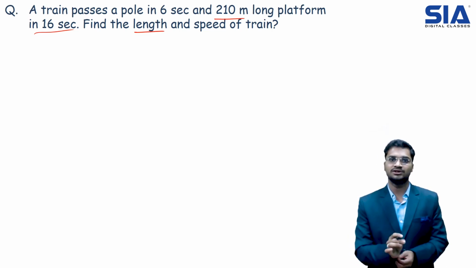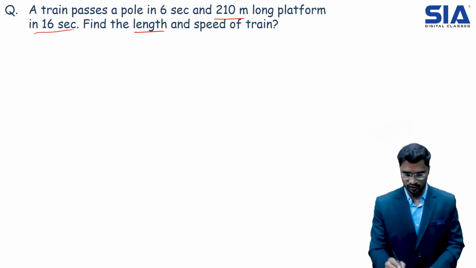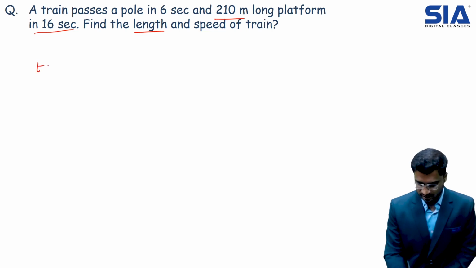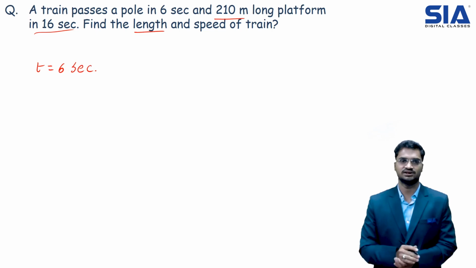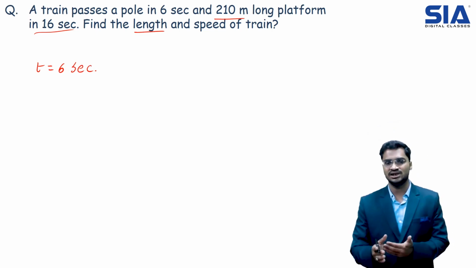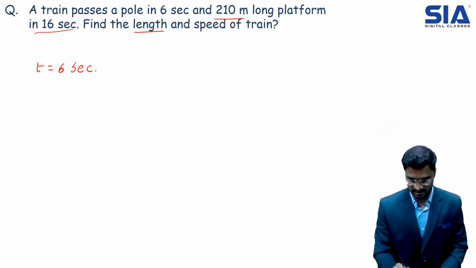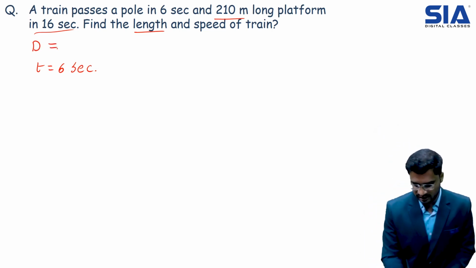So first of all, let us solve this in a basic way. A train is passing a pole in how many seconds? Time is 6 seconds. Now if a train is passing a pole, I said that the distance it will cover is the length of train itself. So the distance is length of train itself.